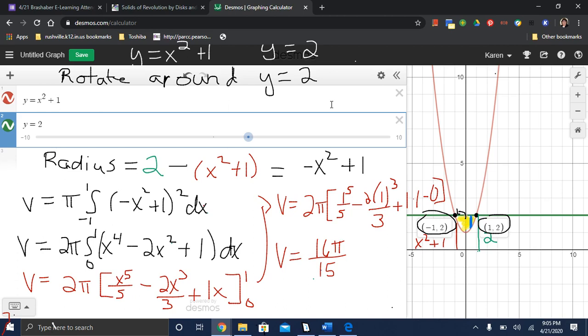And again, that's the volume of taking that shape and flipping it around the y equals 2 horizontal line. So the shape you might get there, maybe something like a blimp, if you could visualize that. So 16 pi over 15.